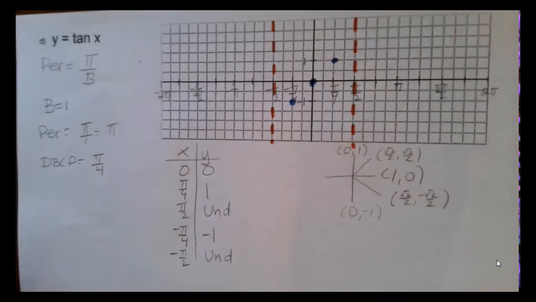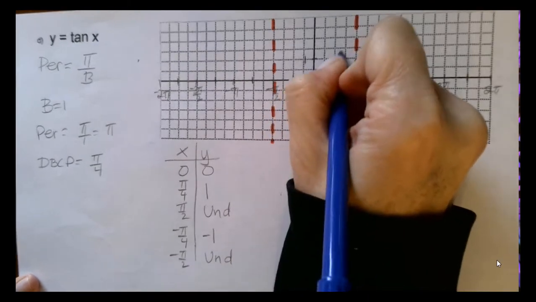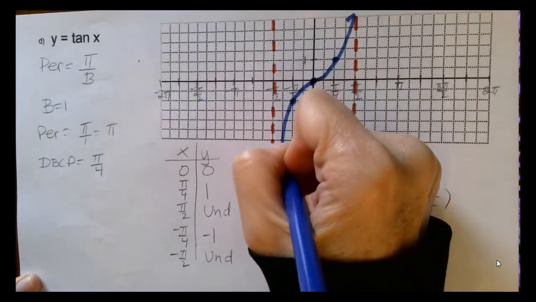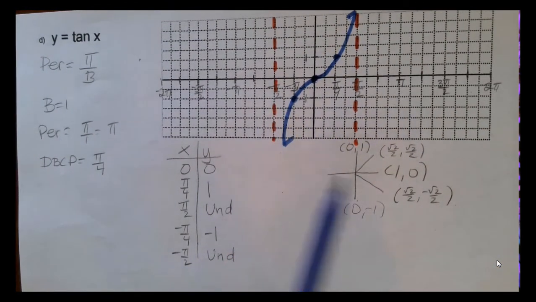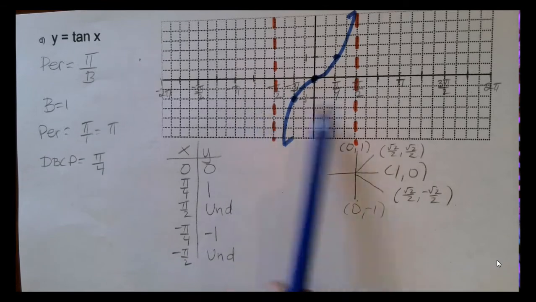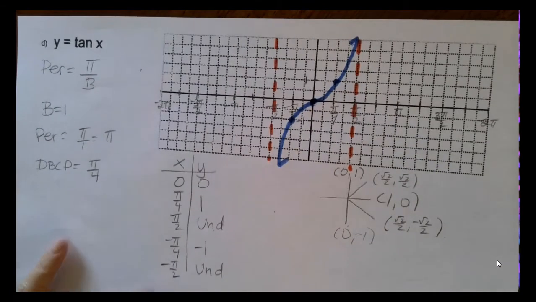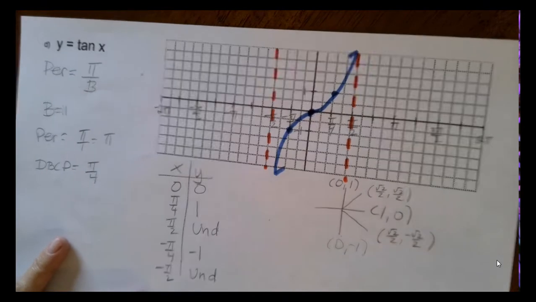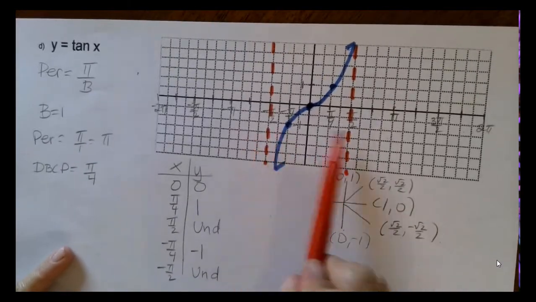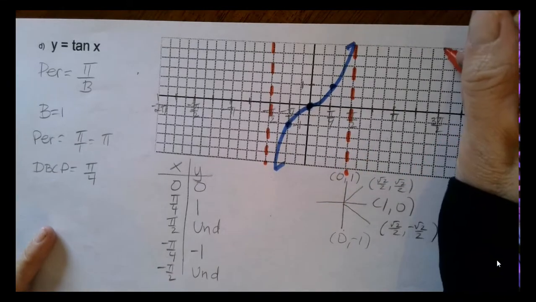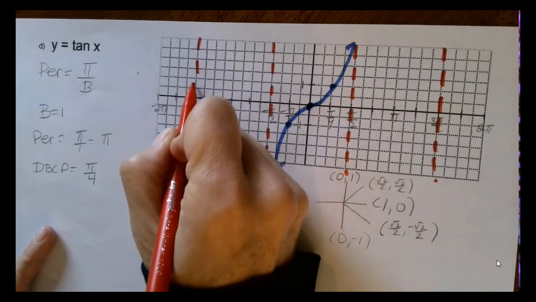This is what tangent looks like. You could test points in between, but you'll see that it curves like this and like this. And that is one period. Notice the difference between negative pi over 2 and pi over 2 is pi. That's because the period is pi. And then you just want to copy the pattern. So notice on here, I have asymptotes at negative pi over 2 and pi over 2. They're pi apart. So the next asymptote is going to be at 3 pi over 2. And then to the left, it's going to be at negative 3 pi over 2.